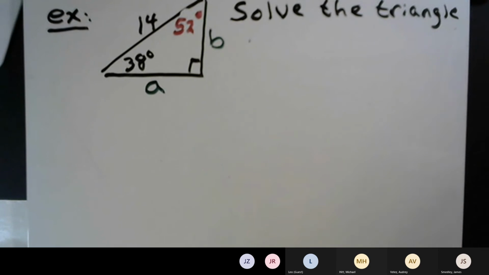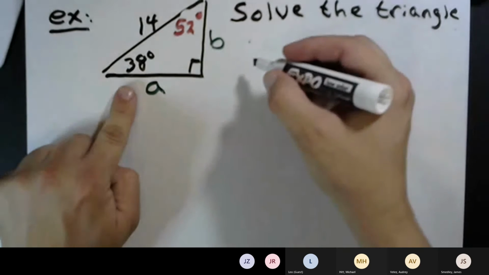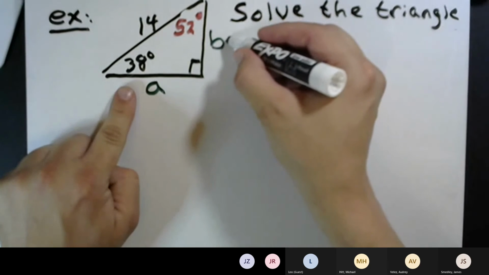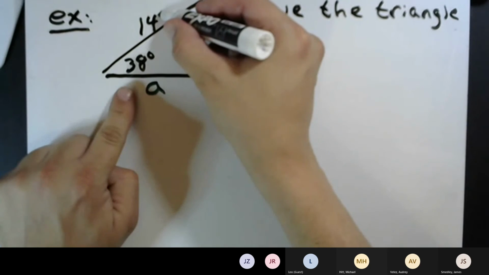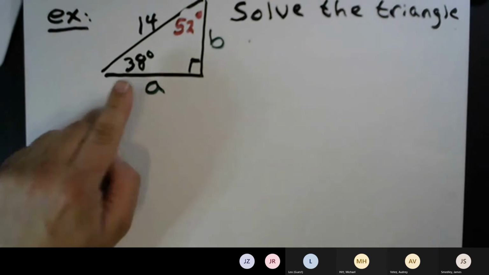So what can we do? We're going to use some of those trig functions. Let's solve for B. Now, B, if we focus on the 38 degrees, B over the hypotenuse 14, that's going to equal the sine of 38.